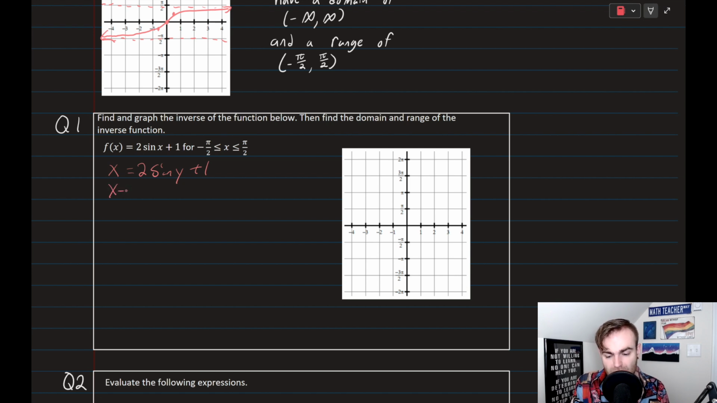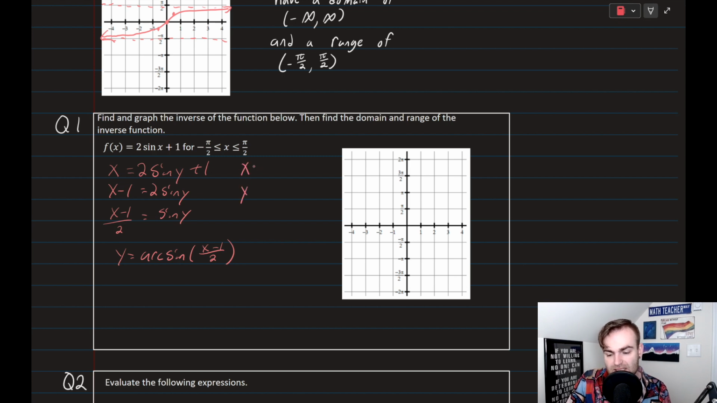So subtract 1 from both sides, divide by 2, so we get (x minus 1) over 2 is equal to sine y, and then we take the inverse. So y is equal to arc sine, or inverse sine, of (x minus 1) over 2. That's all fine and dandy. How do we graph it? Well, we know we're going to use these values, and we can also use 0. So we know that we have 3 real key points to use for the sine function.